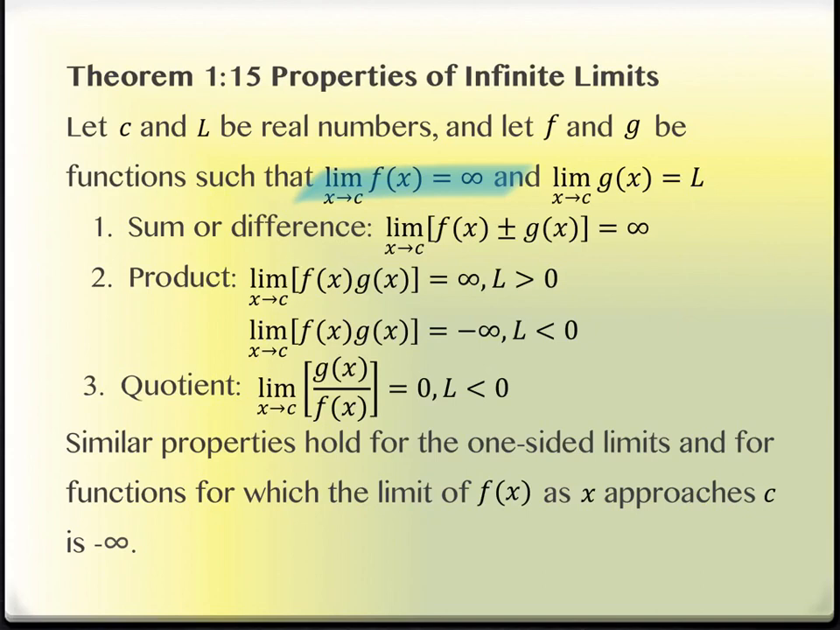So that's the first one, sum and difference. The second one's similar, product. It's telling you that if you have the product of infinity with a number, it's also going to be infinite. So why is it showing a negative infinity and a positive infinity? Well, it depends on what L is. Is L a positive number or a negative number? If you have infinity times a positive number, you get positive infinity. If you have infinity times a negative number, you get negative infinity.